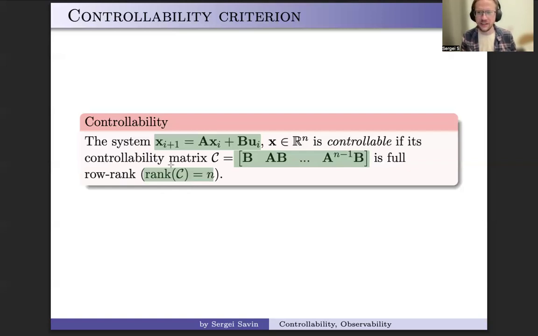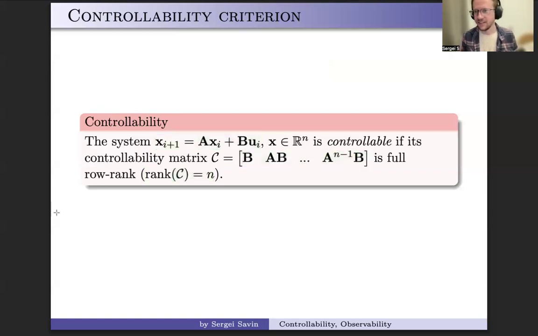You're not going to see independent columns for this matrix unless B is a single vector, right? Just by the size of this matrix, it has n rows, but the number of columns is n times the number of columns in B, the control matrix. So in the general case, you're not going to see independent columns. We say full row rank to indicate that what we care about is that the rows are independent from each other. We don't care if the columns are all independent. In fact, they cannot all be independent if there is more than one vector in B. It is a wide matrix, the shape of the matrix is like this. It cannot have independent columns in general, only if B has a single vector.